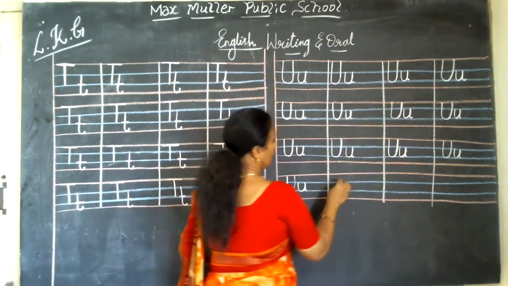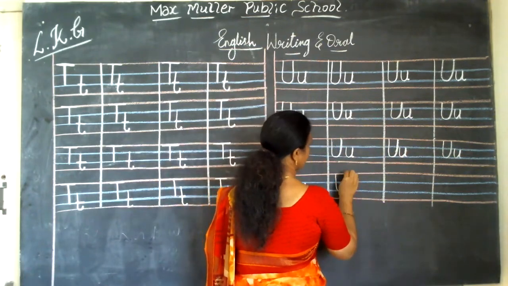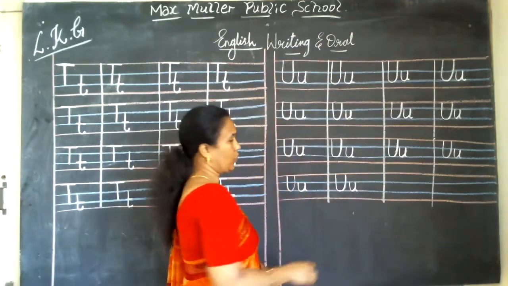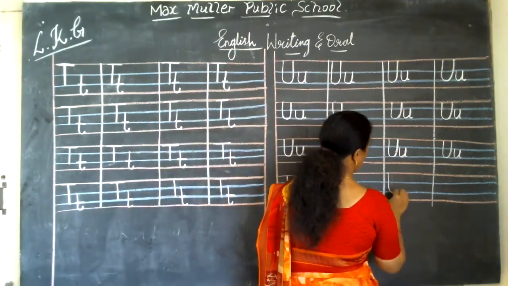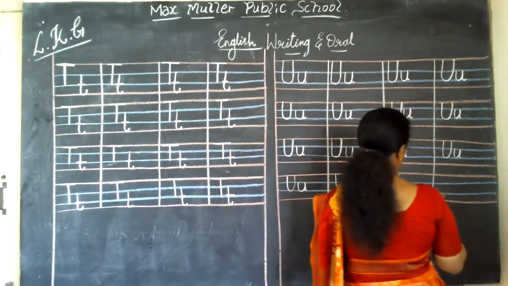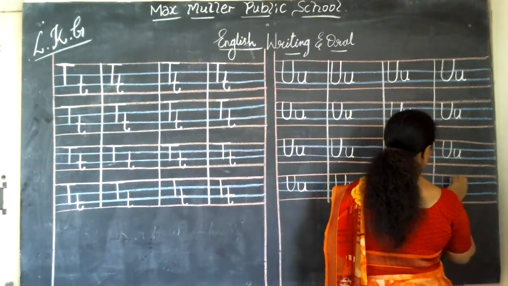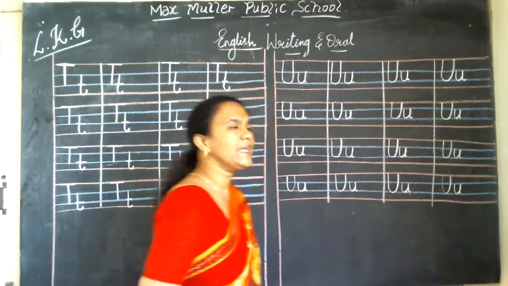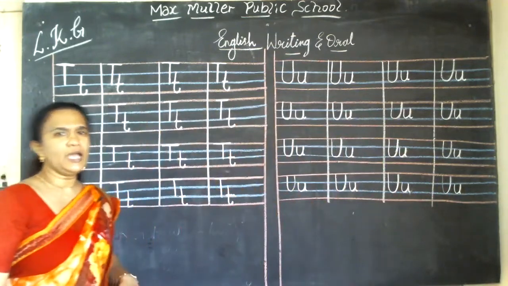Small u. Capital U, small u. Capital U, small u. Capital U, small u. Like this, neatly, you have to write it in your classwork.